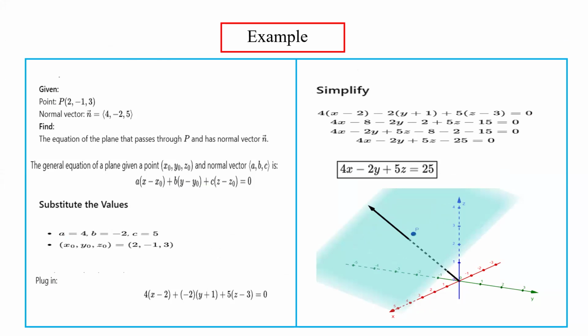Okay, so I was here at the diagram explaining the plane. So we have the plane, our point P, and then our vector here, our vector n. Next slide, please.